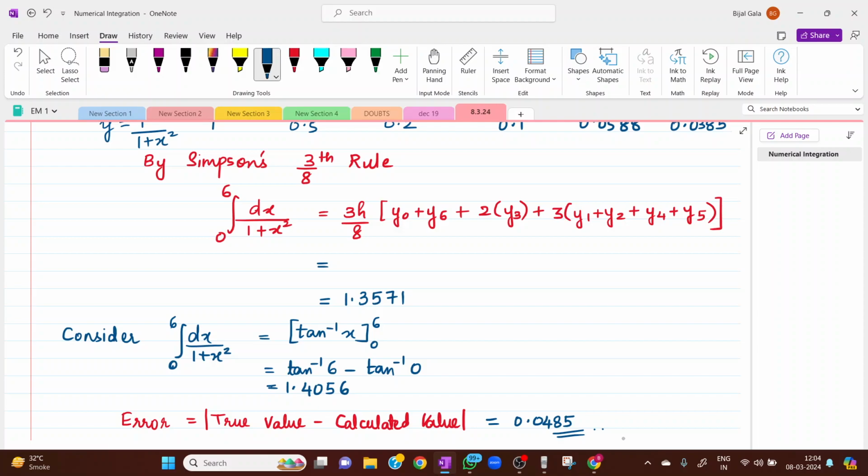Yes, Rishikesh, it's either the original value minus the estimated value or the other way around. But since it is modulus, you can subtract the smaller number from the bigger number. Yes, Hariom, I'll share the PDF in the Google Classroom.